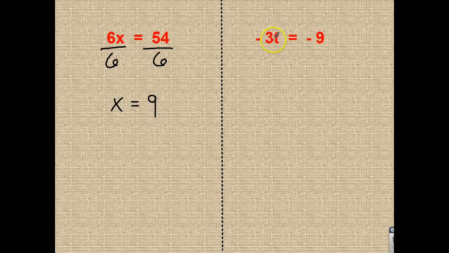All right, same idea, except we have a negative coefficient. Negative 3 touching the t. The opposite of multiplying is dividing. Divide by the coefficient. So t is equal to positive 3.